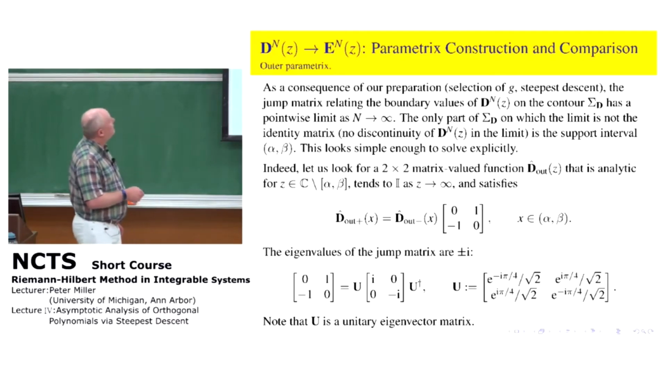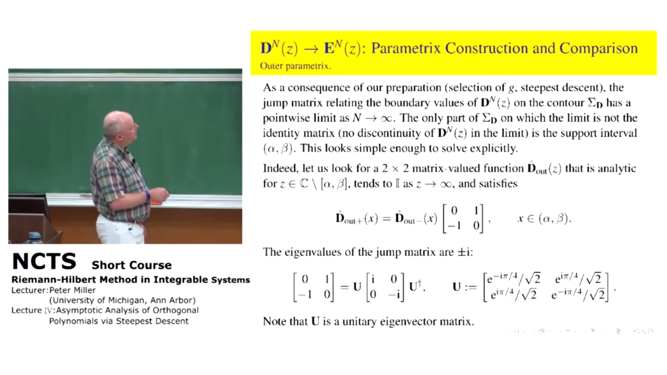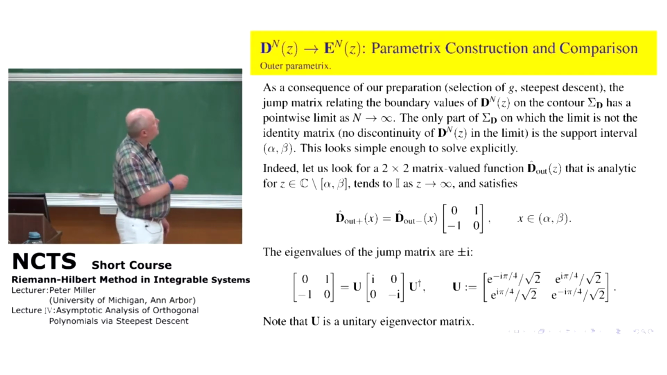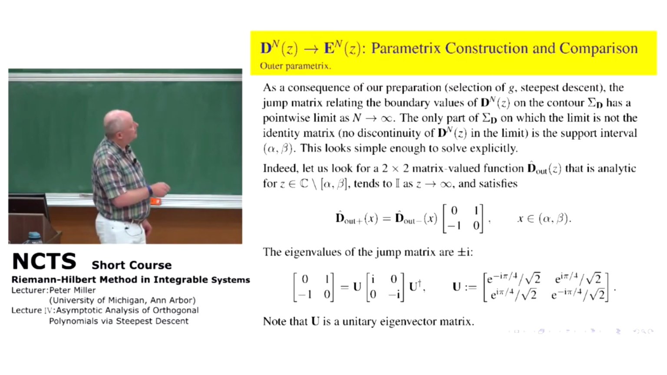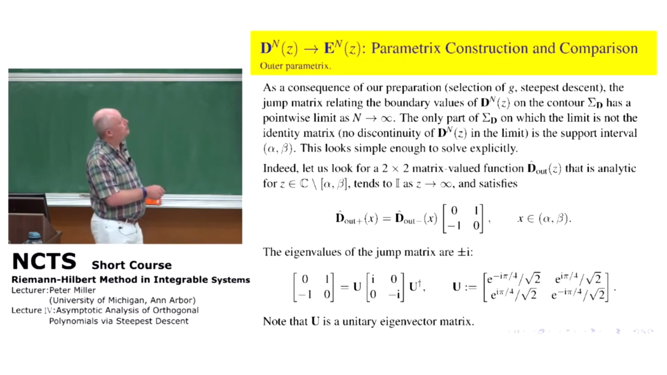Okay. So, as a consequence of our preparation, which means that we picked the g function the way we did, and we opened the lenses the way that we did, the jump matrix relating the boundary values of D_n on the contour Σ_D has this pointwise limit as n goes to infinity. And in fact, the only part of the jump contour on which the limit is not the identity matrix, which means that there's no jump at all for D in the limit, is the support interval alpha to beta. And that looks simple enough that we could solve it explicitly. So let's try that. So we're going to look for a 2x2 matrix valued function.